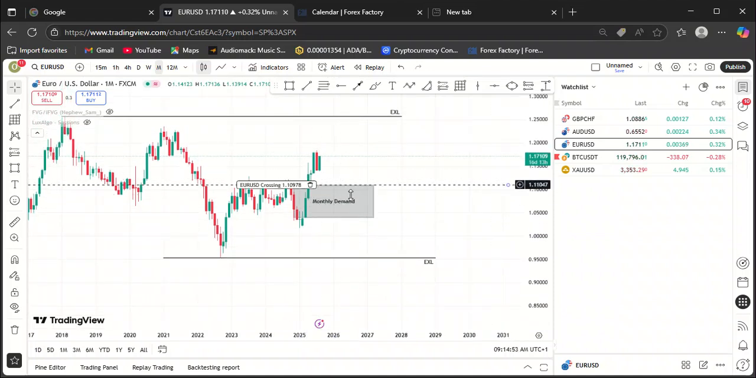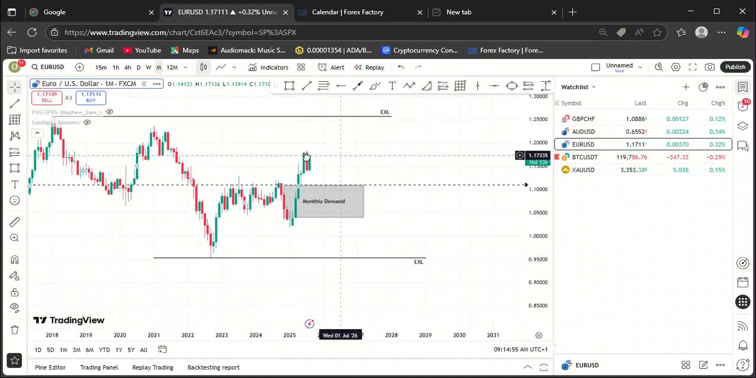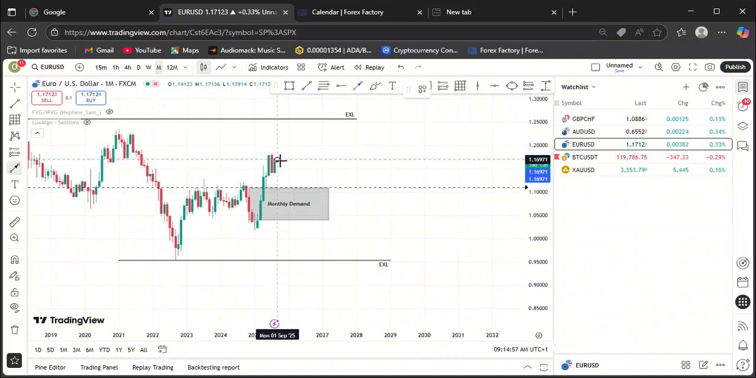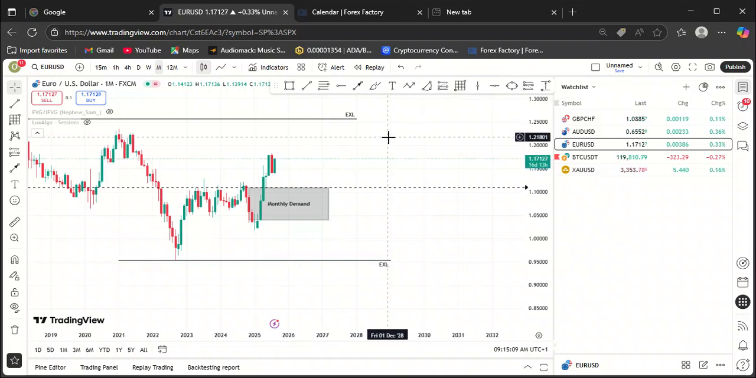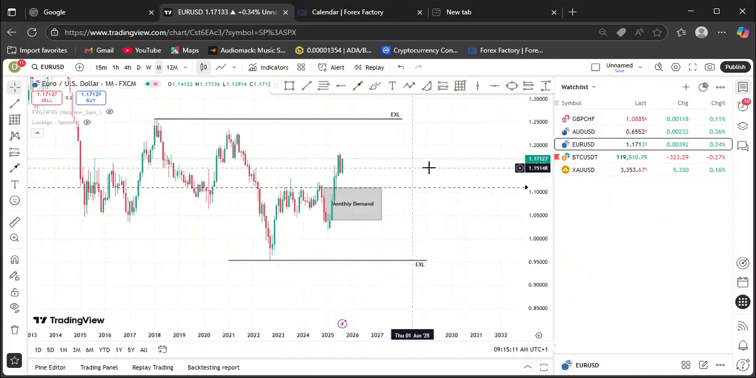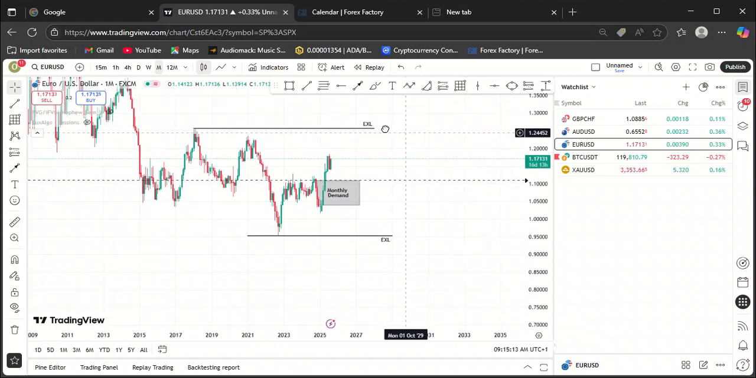I'm going to wait for price to come back, and sometimes price might not even come back to these areas before it gets to this external liquidity. But I don't care about that, because in most cases price always comes back. So that is my analysis on Euro USD. Thank you.